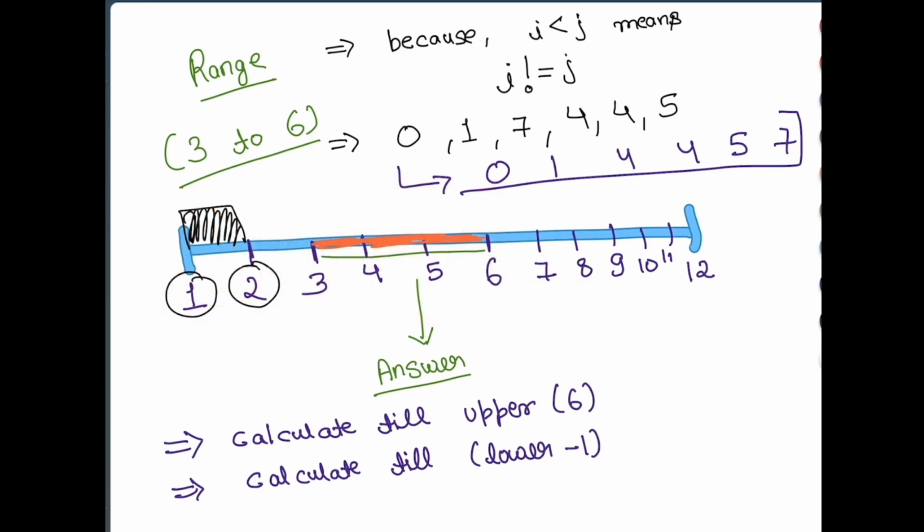So try to find all the pairs whose sum is up to 6 and try to find all the pairs whose sum is up to 2. Their difference is going to be all the pairs whose sum is either 3, 4, 5 or 6.